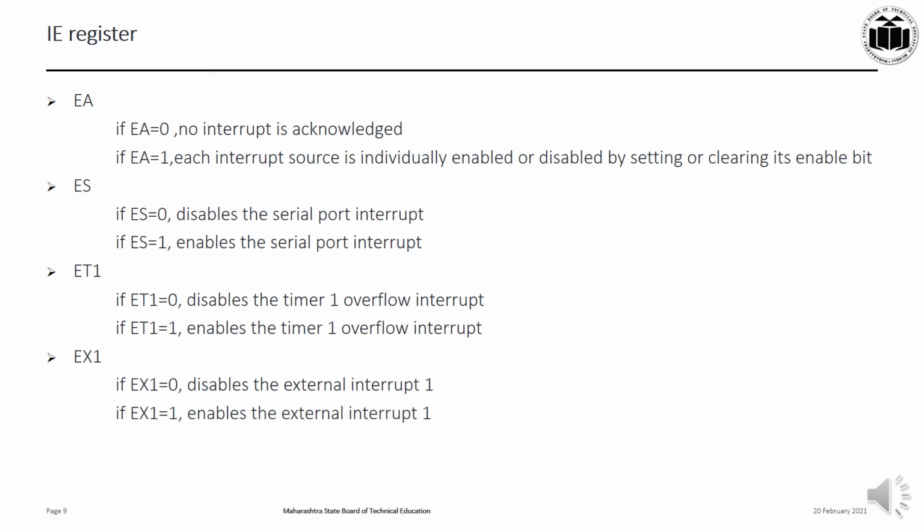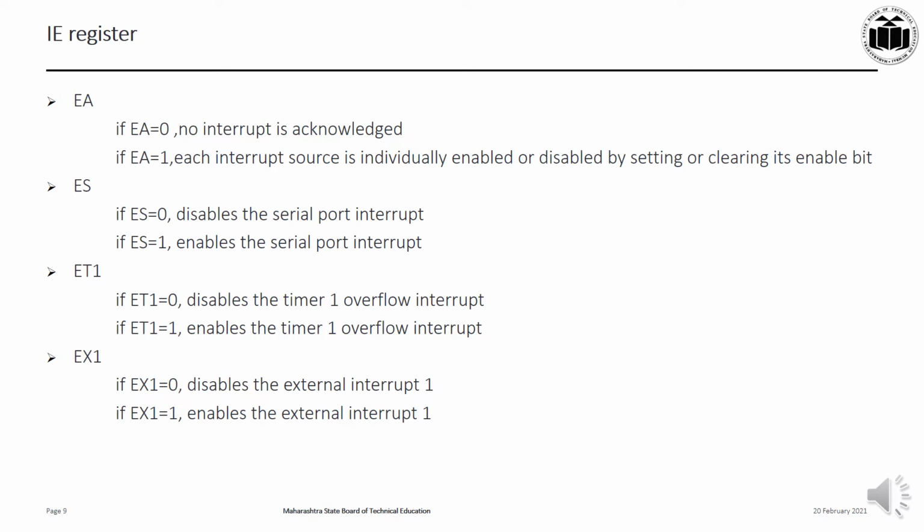So now we will describe each bit of IE register. First is EA. EA is used to disable all the interrupts. If EA is equal to 0, no interrupt is acknowledged, and if EA is equal to 1, then each interrupt source is individually enabled or disabled by setting or clearing its enable bit. Then ES is a bit used to enable or disable the serial port interrupt. By making it 1, we can enable serial port interrupt.